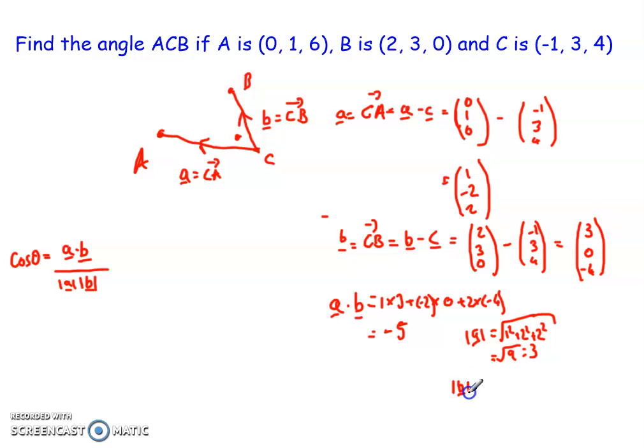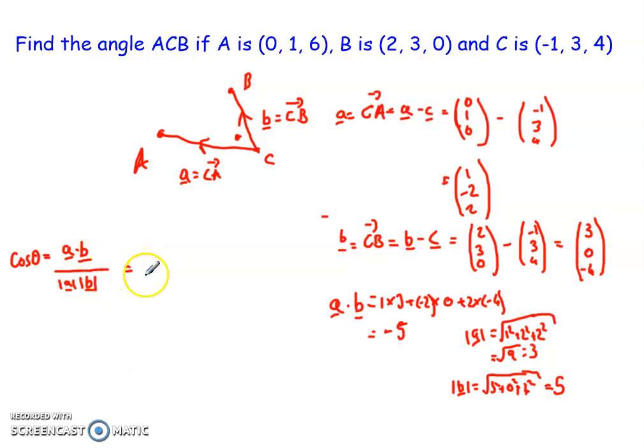My magnitude of B, same sort of idea, except in this case we're using this one: the square root of 3 squared plus 0 squared plus the 4 squared. Again, ignore the negative because of the square. So 3 squared is 9, 4 squared is 16, so that then becomes the square root of 25. The square root of 25 is 5.